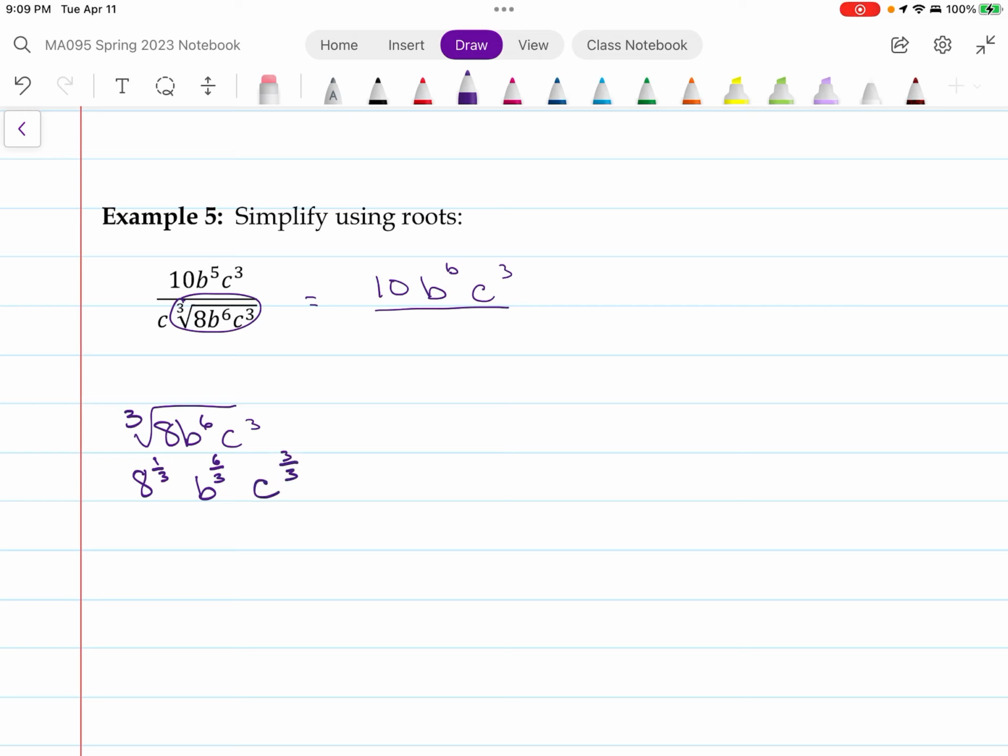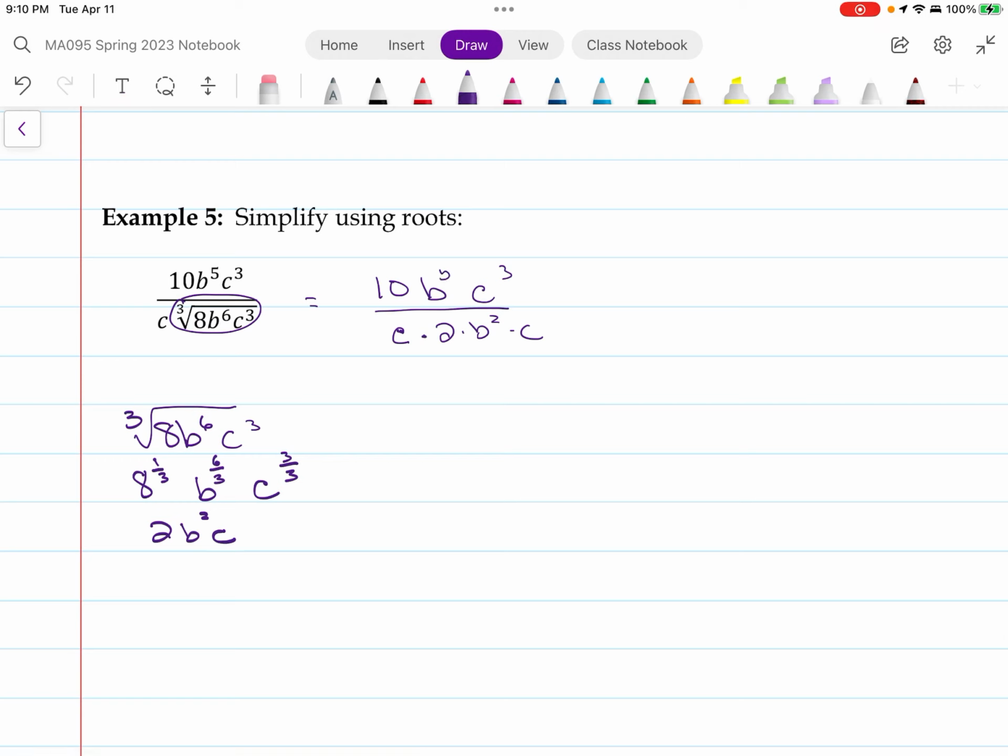8 to the 1/3 is the cube root of 8, which is 2. b to the 6/3 is b squared, and c to the 3/3 is c. So suddenly on the bottom I have c times 2 times b squared times another c. All right. And my fifth is really messy, so I'm going to fix that. All right, b to the 5th. All right, so now I've got 10b to the 5th c cubed over 2b squared c squared. All right, so now 10 over 2 is 5.